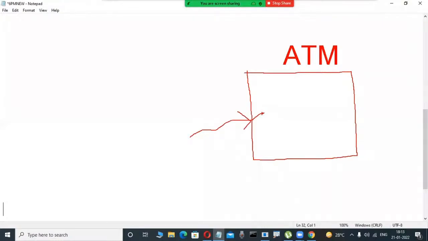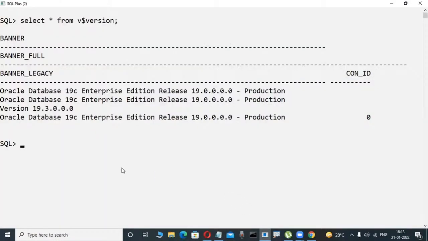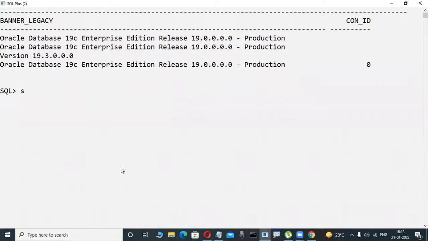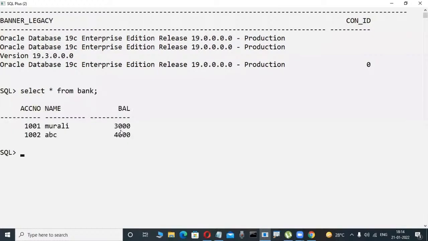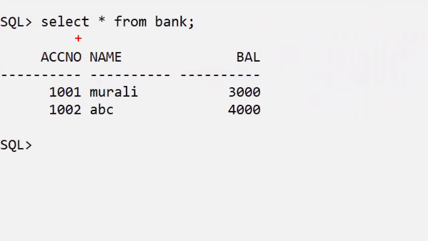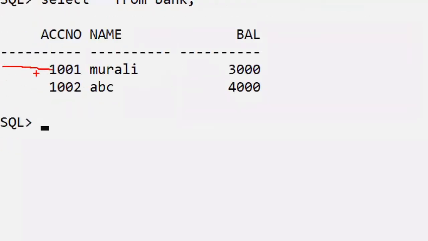Now check it out. Slowly observe the screen. Suppose in this database, bank is a table, for example. Just observe the scenario, it is very easy to understand. This is a bank table, and in table format we store the data. Suppose this is SBI bank. Here, these are columns: account number, name, and balance. These are called columns. Here, 1001 and so on, these are called rows or data.